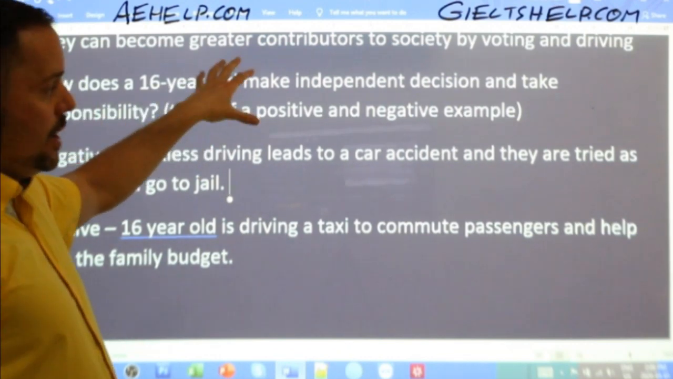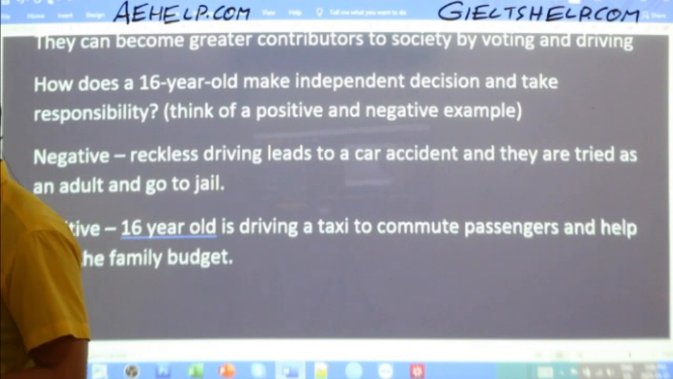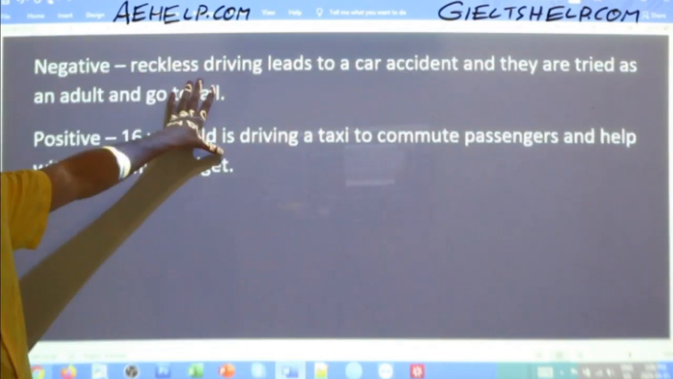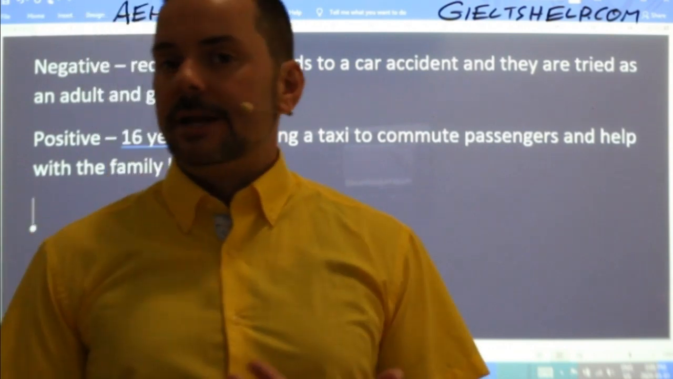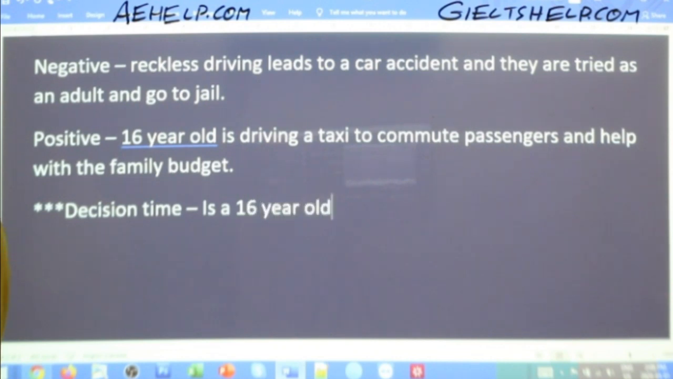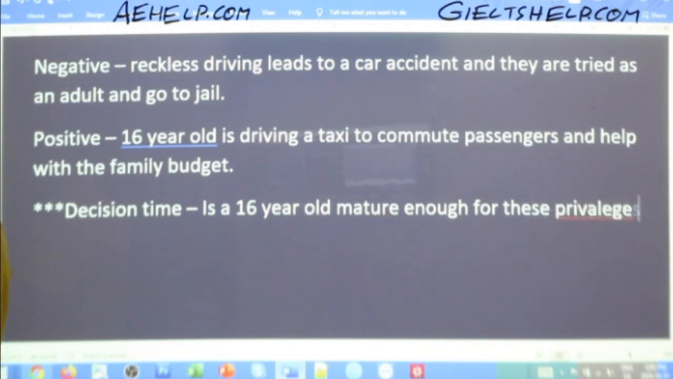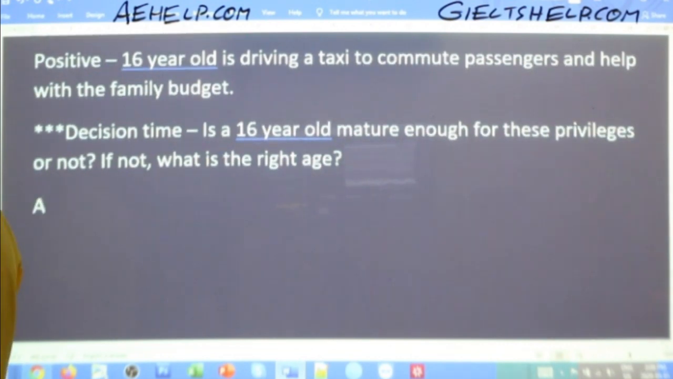So from this, the what, why, how here, you can now decide whether you think 16-year-olds are appropriate to handle these kinds of situations, right? Or not, or if you think that, maybe statistically, proportionally, this should be a little bit later of an age, right? So decision time. Is a 16-year-old mature enough for these privileges or not? Or not? If not, what is the right age? And then you can just take an age, okay? So what's your answer there, students? Just for fun.